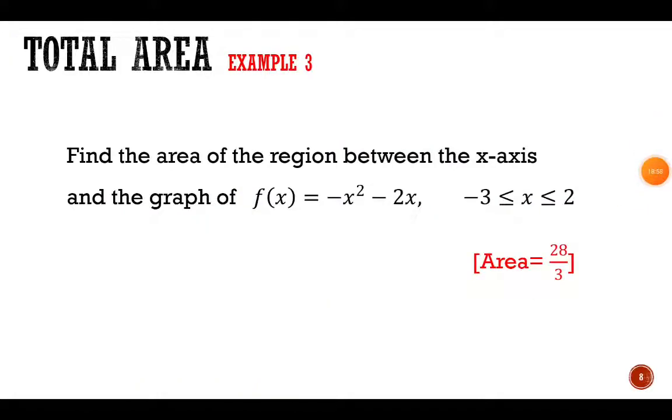Okay, so now let's try to solve example 3 kat sini. Soalan dia adalah find the area of the region between the x-axis and the graph x square minus 2x. So basically kalau soalan-soalan macam ni, you need to know how to sketch the graph. Okay, and the graph tu biasanya simple-simple je.